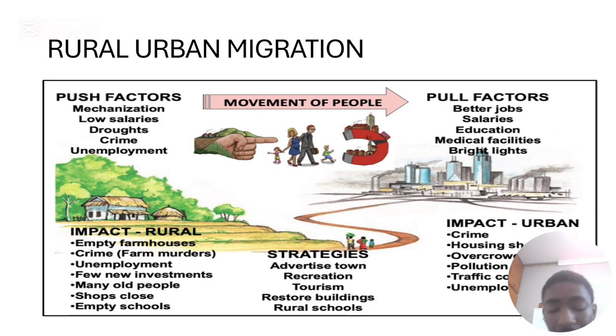Now, what are strategies to minimize this rural urban migration? Now, you need to advertise the town, right? Try to move people back to rural areas. Try to develop rural areas so that it is equally developed between rural areas and urban areas, right? Then tourism, and then restore buildings and rural schools, right? If we restore buildings and rural schools, there'll be job opportunities for other people.